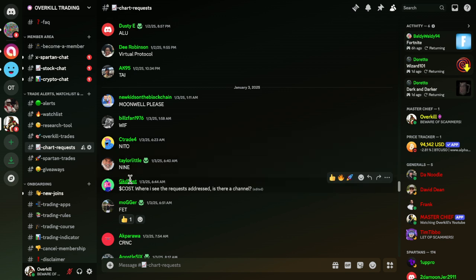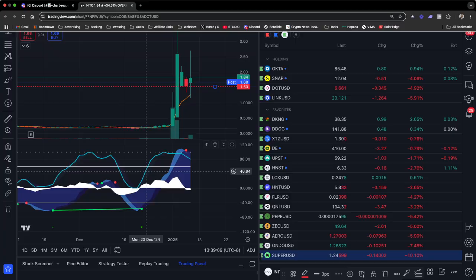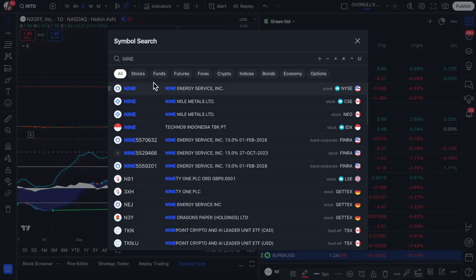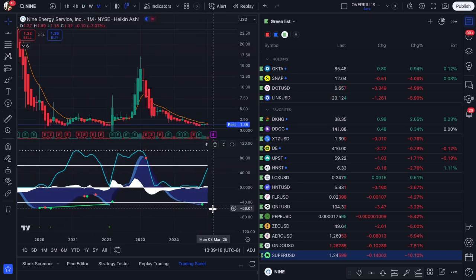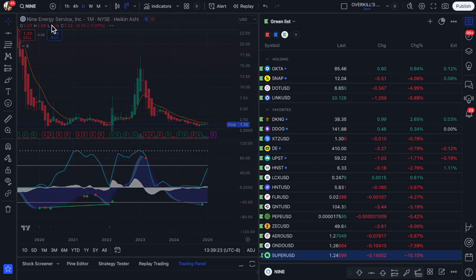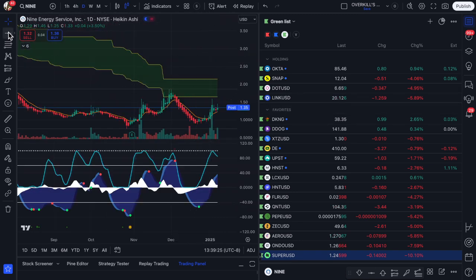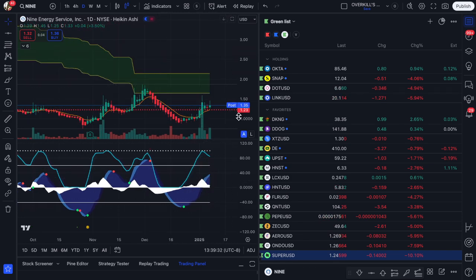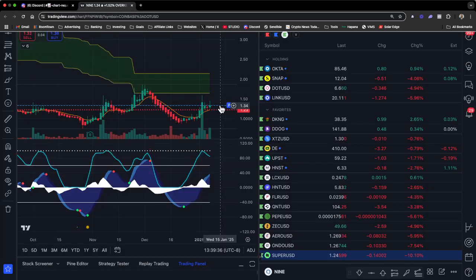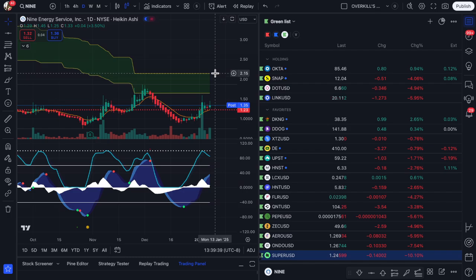Again, that'd be more of a fundamental play. Here's Taylor with a request for 9, N-I-N-E. It's like an energy company. Okay, that one's trying to get back into the golden zone there. Let's take a look at the monthly, and the monthly has a green dot. So good call out here. You got the green monthly dot, and the daily is below the golden zone. So you're going to want to just use your stop loss right here at the bottom of, I call it 120, and let this thing ride. If you get a red dot, sell it. But as long as 120 holds, you're good. Okay, 120 on the stop loss. Look for that one to come up here to like $2.